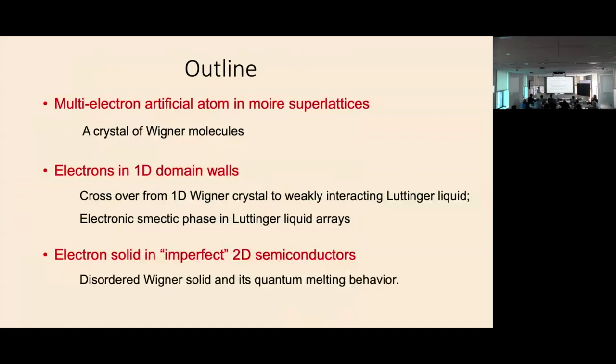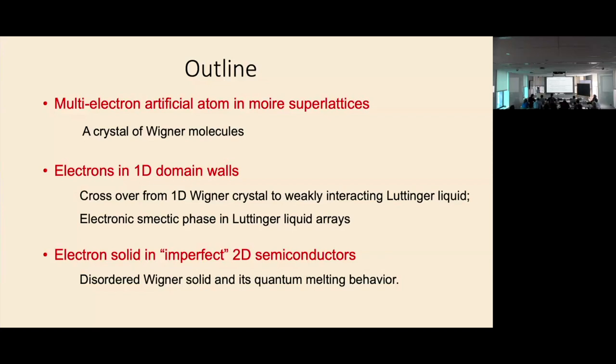Today I will tell you about our efforts to explore in those directions. First I will consider the situation of the 2D moiré superlattice, and when you add many electrons to the system, how Wigner molecule type states can emerge, which themselves form a periodic array. Then I will tell you what happens when you have these 1D domain walls, either an individual 1D domain wall where you can see Luttinger liquid behavior, or arrays of domain walls where you can actually see coupling between adjacent 1D chains.